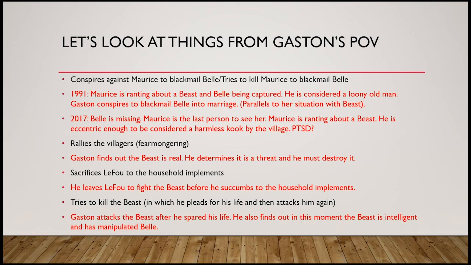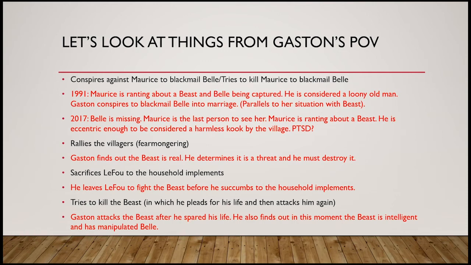So in the 1991 version, Maurice is ranting about a beast and Belle being captured. He's considered a loony old man, and Gaston conspires to use this to blackmail Belle into marriage. So he's using the situation to his advantage to try and tie her down, basically. This is bad, but it does have a direct parallel to her situation with Beast, and it's pretty much exactly the same as what Beast is trying to do with Belle, except he's trying to get her to fall in love with him before the petals all fall to the ground and everything goes bad.